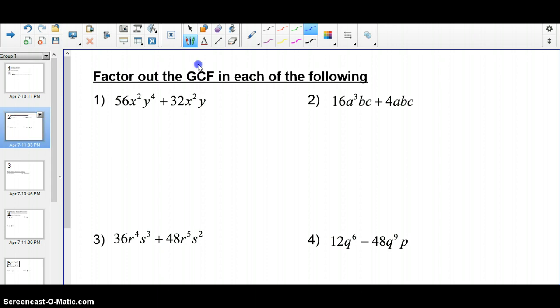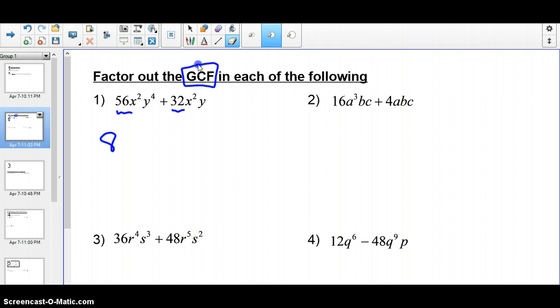So when you're looking for the greatest common factor, what you're trying to find is some number or monomial that you can divide evenly into each term in the expression. So you're looking for something that can divide into 56x squared y to the fourth and into 32x squared y evenly. And you're looking for the greatest thing that can divide evenly into both of those terms. So if you look at just the 56 and the 32, you should see that 2 is a factor, and you could factor that out, but you want to make sure you're looking to find the greatest common factor. So 8 is the greatest number that you can factor out.